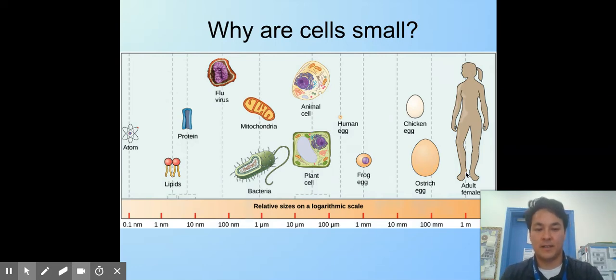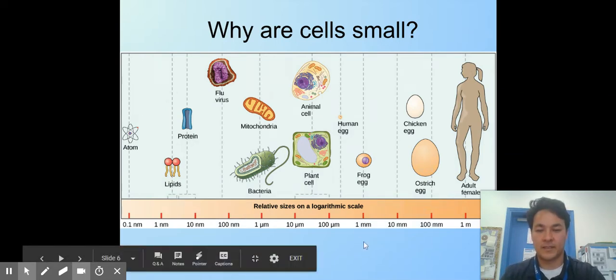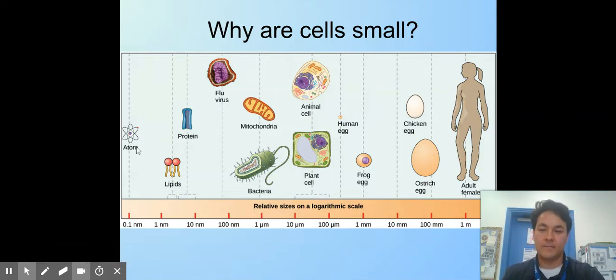Here's an example of cell size on a logarithmic scale. So just what I want you to remember is, right, we finished up last semester dealing with biochemistry and dealing with proteins and lipids. So those are smaller than a cell. Cells are made up of proteins, lipids, nucleic acids, and carbohydrates that we learned about. They also make them. Proteins and lipids and carbohydrates by themselves are not alive, but when they're inside of a cell, that cell has the emergent property of life.